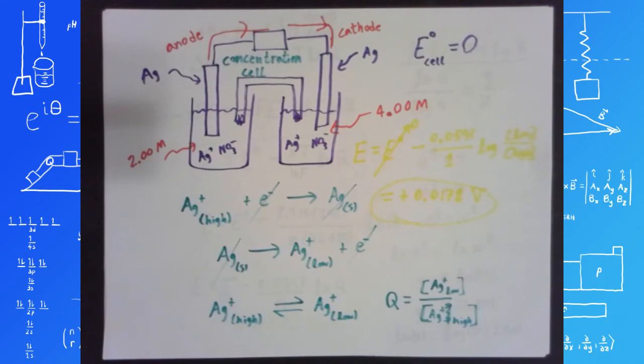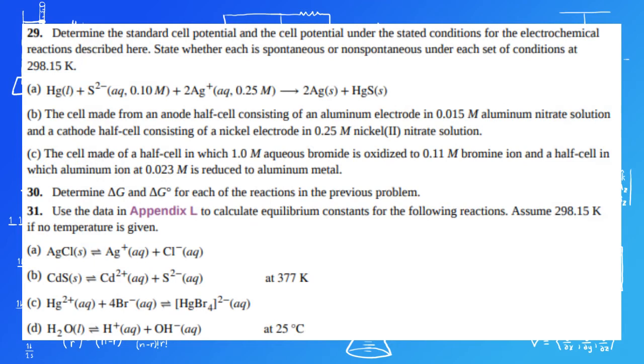Let's see if there's a few problems involving that might be worth looking at. So 29, determine the standard cell potential and the cell potential under the stated conditions for the electrochemical reactions described here. State whether each is spontaneous or non-spontaneous under each set of conditions at 298.15 kelvins. Okay, so at that temperature you can use one of the shortcut formulas. And they've given us the concentrations of everything.